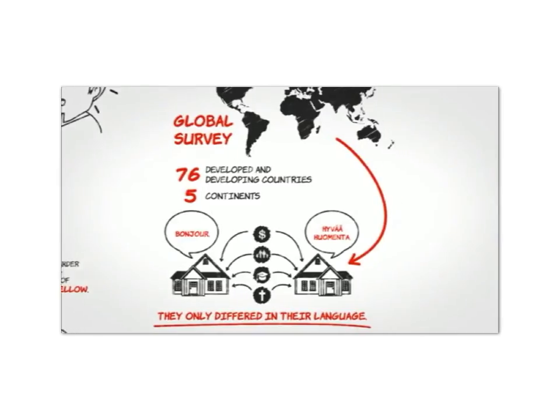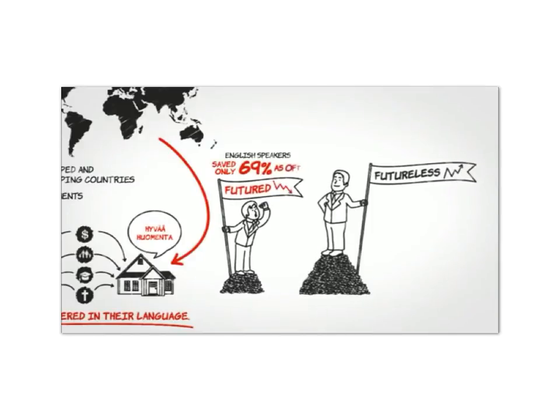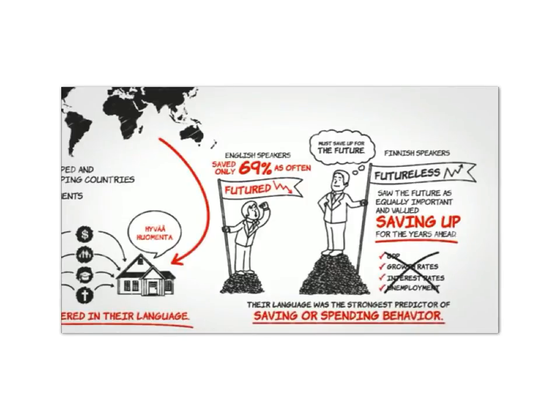His findings were astounding. Speakers of futured languages like English saved money only 69% as often as speakers of futureless languages like Finnish. The futureless speakers saw the future as equally important and valued saving up for the years ahead. Even when Chen controlled for a country's GDP, growth rates, interest rates, and unemployment, their language was the strongest predictor of saving or spending behavior. And futured speakers ultimately had 39% fewer retirement assets.